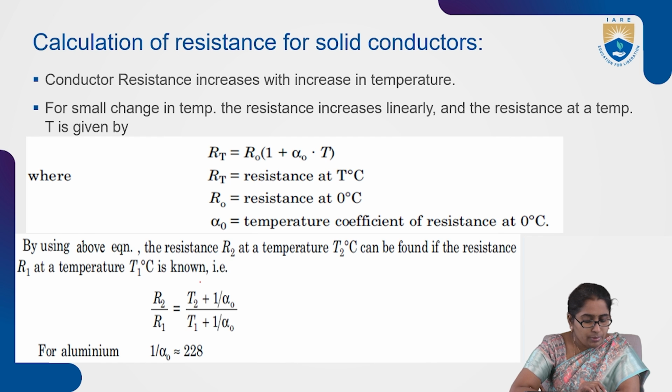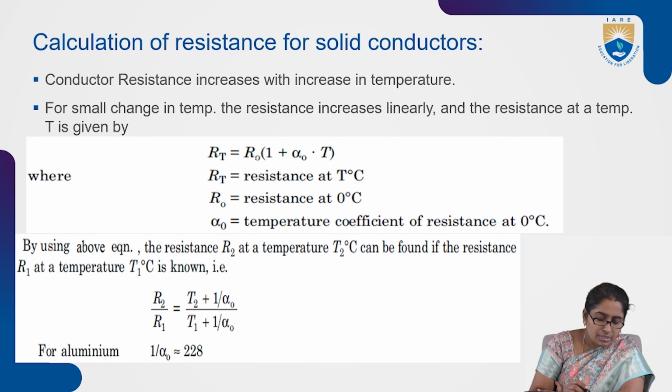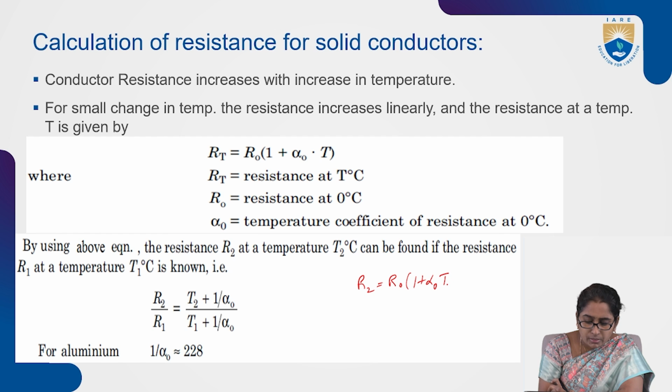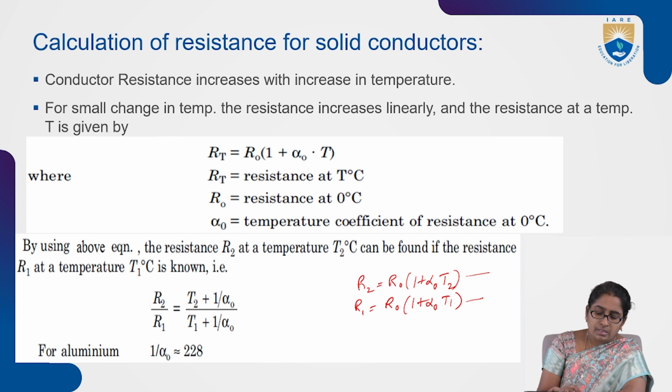That is, from this above expression, R2 is given by R naught into 1 plus alpha naught T2, and R1 is given by R naught into 1 plus alpha naught T1, right? So these are the two equations. Then divide one over the other, then we will get this equation automatically. R2 by R1 is equal to, okay, so R naught gets cancelled.